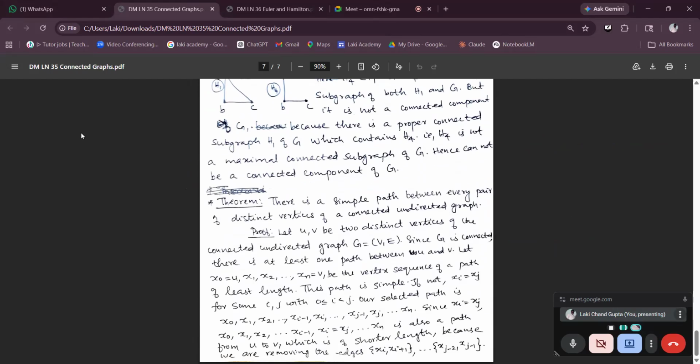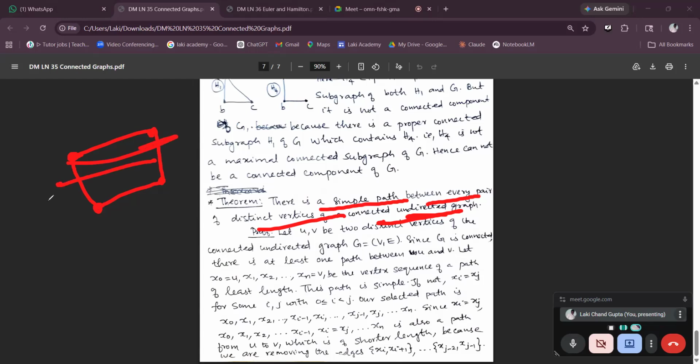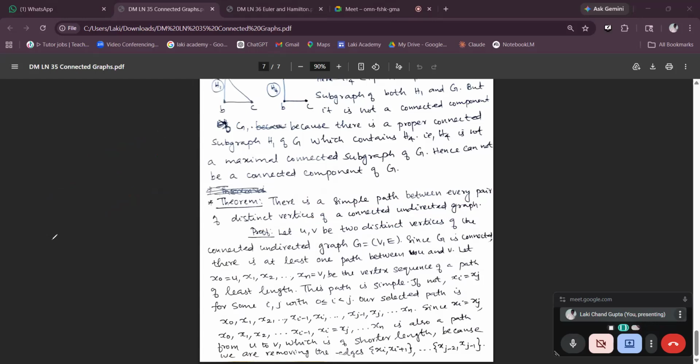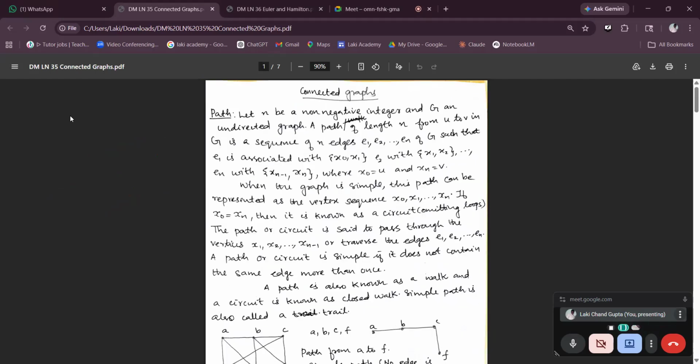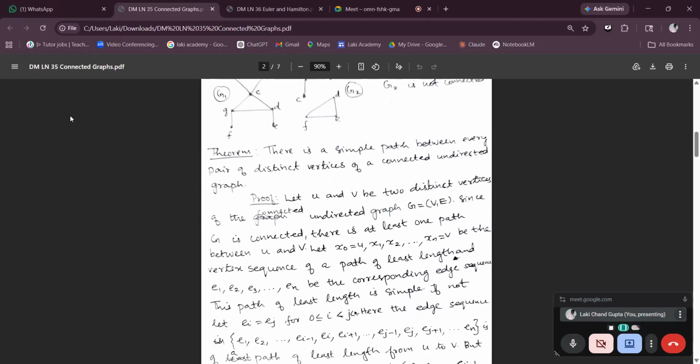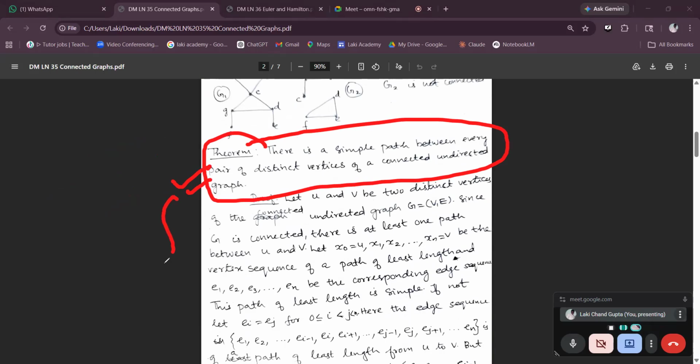This is the same proof as given above. There is a simple path between every pair of distinct vertices of a connected undirected graph. So if there is any connected undirected graph, there is a simple path between any two vertices. This is a simple proof, the same proof as the theorem. Understood?